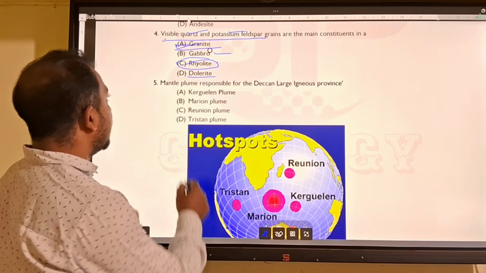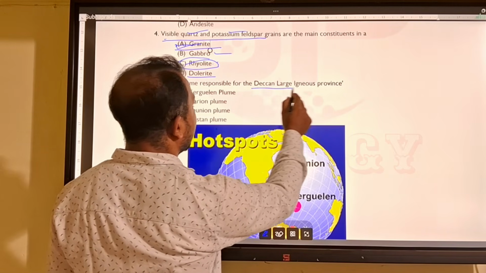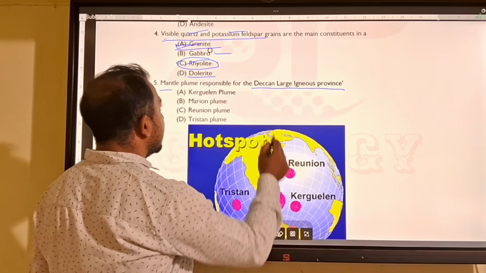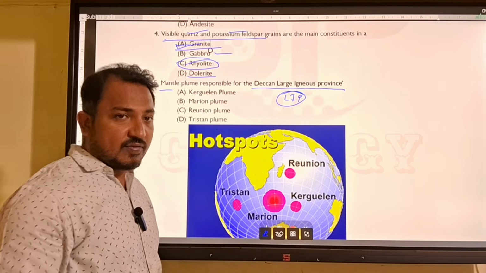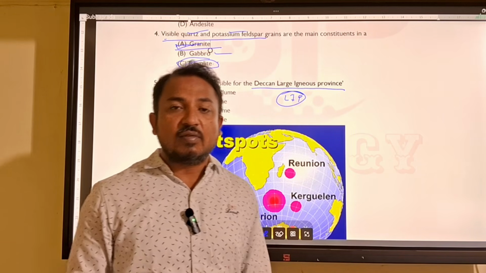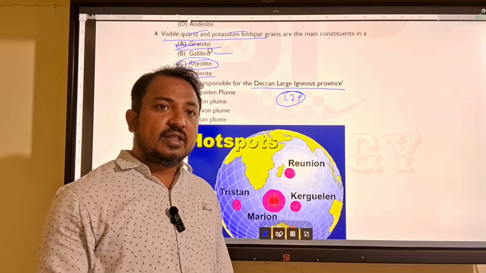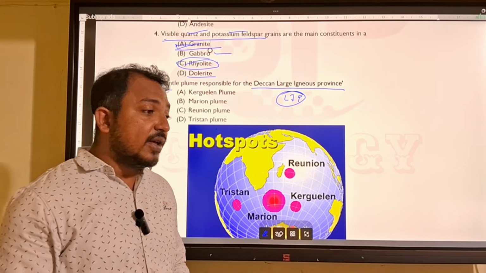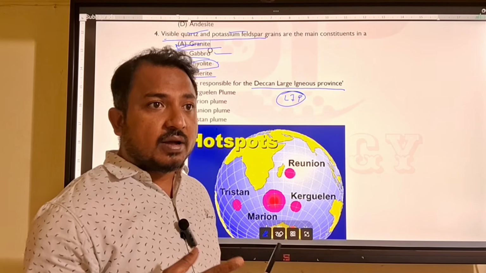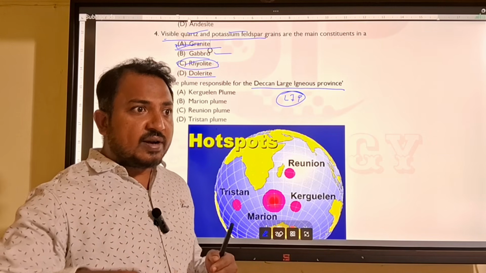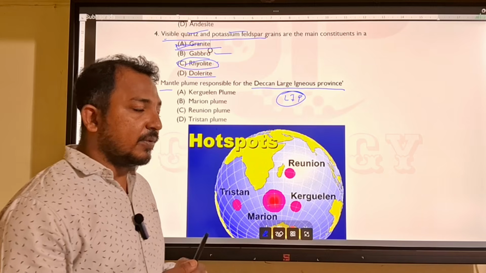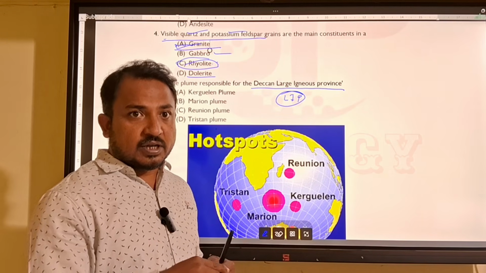Then comes the mantle plume responsible for the Deccan large igneous province. So Deccan LIP, large igneous province, it is a continental flood basalt. It is an intracontinental volcanism, that is, volcanism that occurs within the continent. So most of the volcanism we find at the plate boundary. They converge at the plate boundary. You can take the example of the Ring of Fire, which is produced at the Circum-Pacific belt.